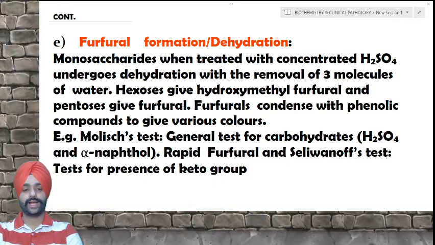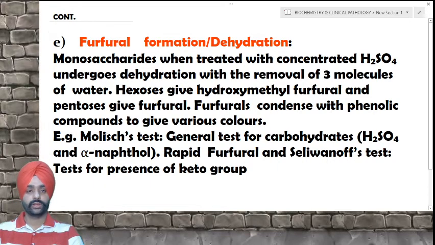For example, the identification test for carbohydrates is known as Molisch test, which is also termed the general test for carbohydrates. In this, in the presence of concentrated sulfuric acid and alpha naphthol, furfurals are formed, which are violet in color. And in case of Selivanov test, which is for the presence of keto groups, specifically for identification of fructose, a cherry red color compound is formed, which is also a furfural of fructose.